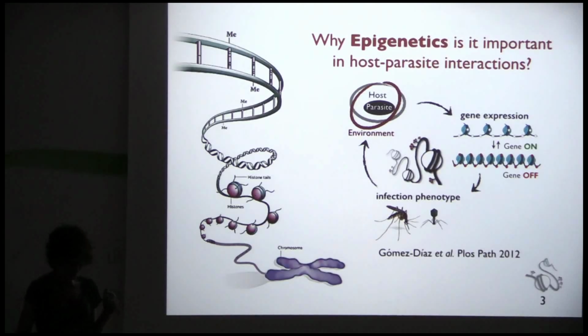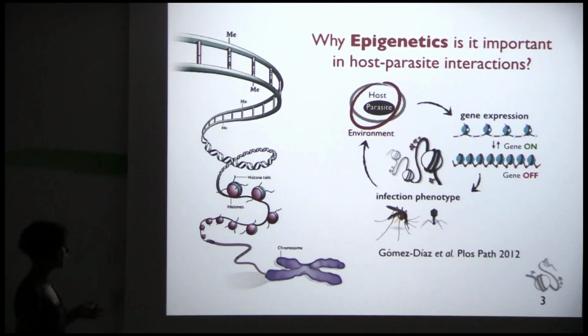So my research line focuses on the epigenetics of host-parasite interactions, but why is epigenetics important in the context of host-parasite systems? Host-parasite systems are among the most dynamic and plastic systems in nature. So adaptations between the parasite and the host occur very quickly. And in this sense, epigenetic mechanisms provide a source of variation that can be rapidly shaped by host and parasite selection pressures.